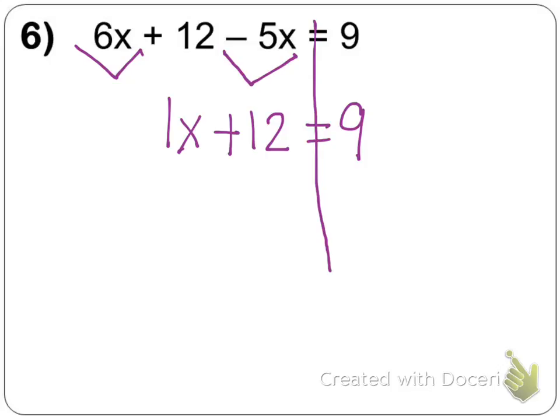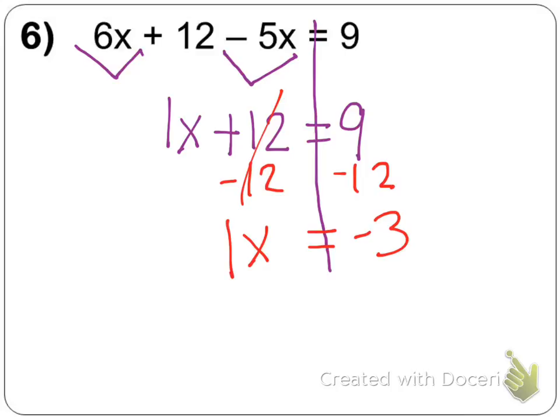Then what? Subtract 12 from both sides. Very good. So that's x equals negative 3, or 1x equals negative 3. Do you guys want to write the 1 or not? Yes. Okay, if we write the 1, then what would our last step be? Divide by 1. Does dividing by 1 change anything? No, so either way you're going to get that x equals negative 3.